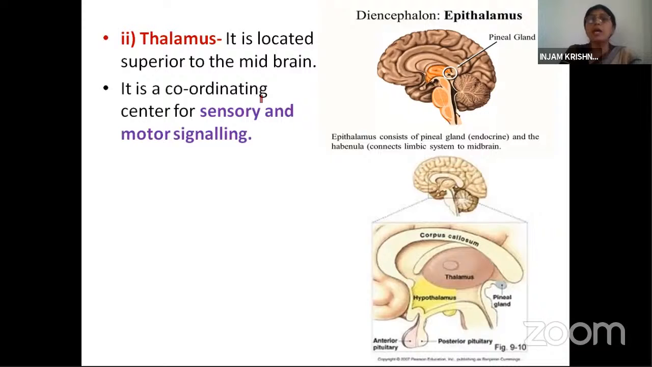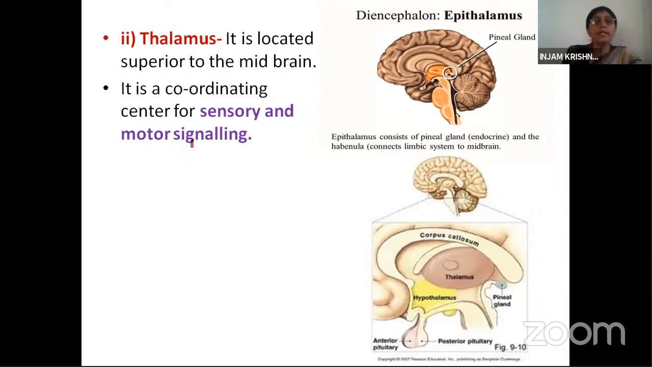Next, after the epithalamus, the second part is the thalamus. Here I have given one more image to you. Epithalamus, here only the pineal gland. Are you able to watch it? See here, the epithalamus forms the pineal gland. The next part is the thalamus. The thalamus is located superior to the midbrain. Here we can see, this is the thalamus. Here is the midbrain, and the thalamus is above the midbrain.